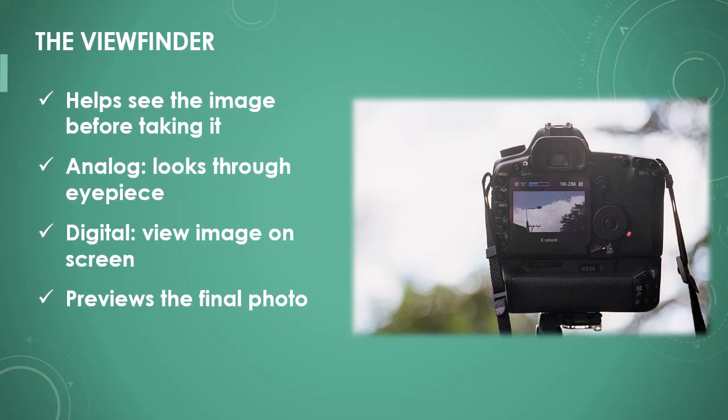The viewfinder helps you see the image before you take the shot. In analog cameras, you look through the eyepiece to see what you're photographing. In digital cameras, you can see the image directly on the screen. The viewfinder shows you what the photo will look like.